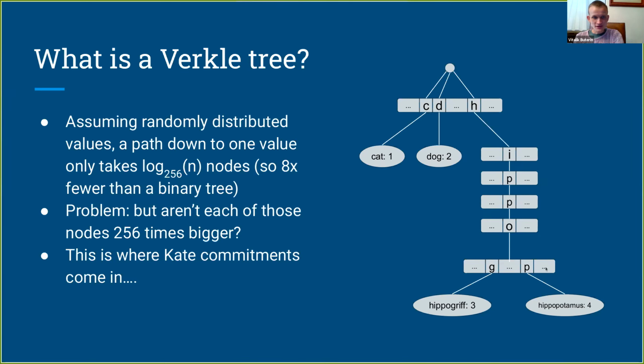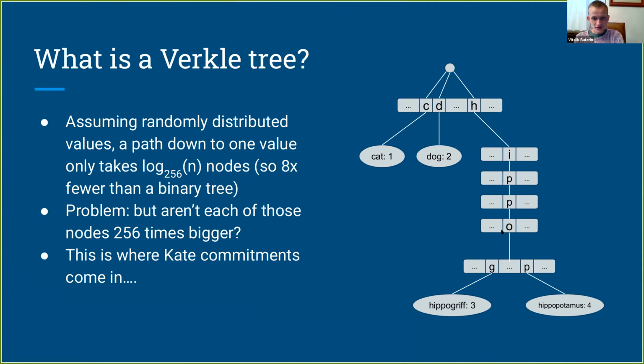Assuming the values are randomly distributed, a path going down from the top to one value will only take log base 256 of n steps. So this is 8 times fewer nodes in the path going down compared to a binary tree. For example, if the state size is around 2 to the 32, which I think is a good estimate for a medium-term size, then you can go down in 4 steps, whereas in a binary tree, you go down in 32 steps, and a hexary tree can go down in 8 steps.